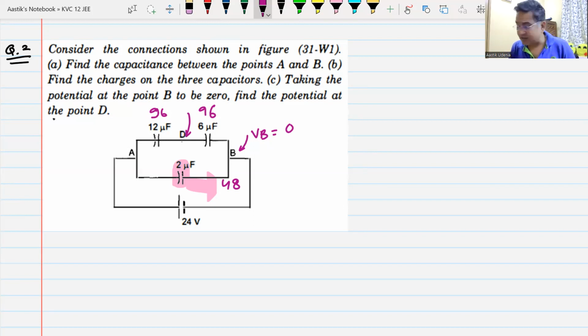So basically they are asking you the potential drop across the capacitor 6 microfarad. Yes or no? Yes, sir. How much is the potential drop? You have already found out the charge. What is the potential drop? Charge is 96. Capacitance is 6. So the answer is 16 volt.